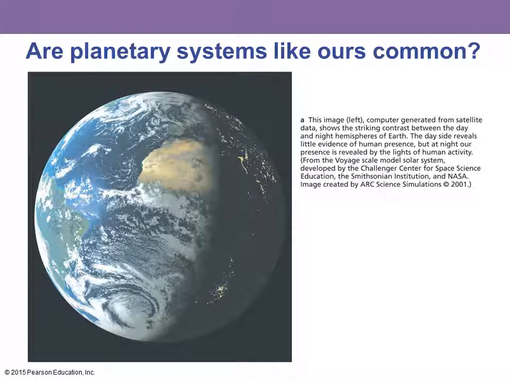So are planetary systems like ours common? Well, take a look at Earth. As the caption says, the daytime side shows water, it shows land, it shows clouds. It doesn't show civilization. It doesn't show intelligent life. But look at the nighttime side and you see lights. You see places where humans have been able to illuminate the night sky, and that's what you see in those yellowish speckles. That would be an indication that life exists on this planet.